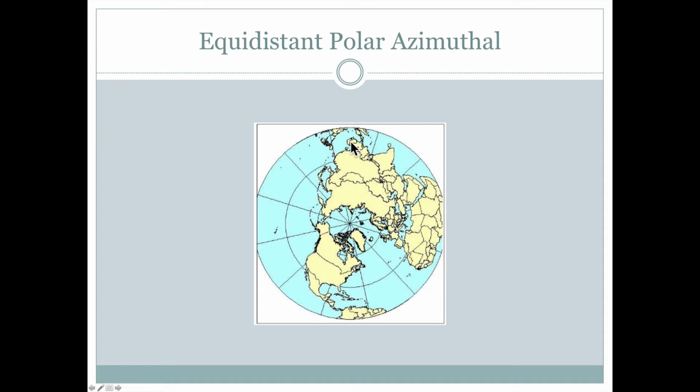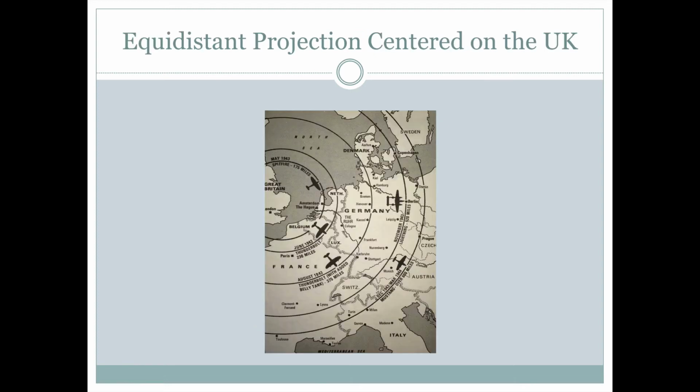We can make such equidistant azimuthal maps either for just one hemisphere, for the entire globe, or we could make it for something smaller if we're just interested in showing the distance from one point to other areas in a more immediate vicinity. As an example, here's an old map which shows the range of different planes from the UK during World War I.